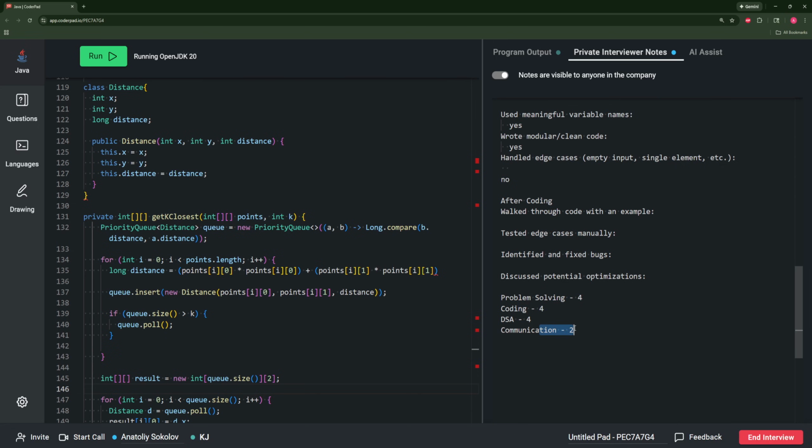And then the bad one was communication. I think that one is almost a lean no hire, weak hire type of thing, because you just had time periods of like 10 minutes where you didn't say a word. And nowadays also with the AI cheating stuff, I would just try to say stuff so people don't assume you're cheating.